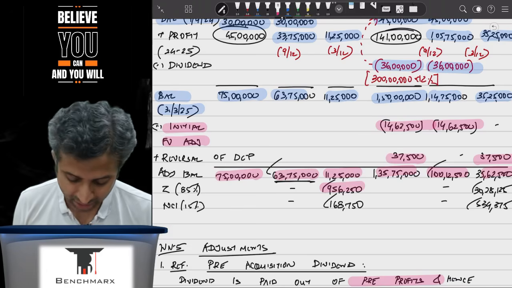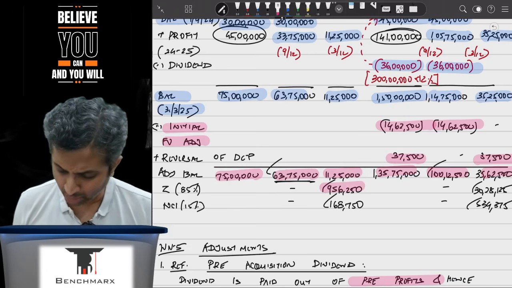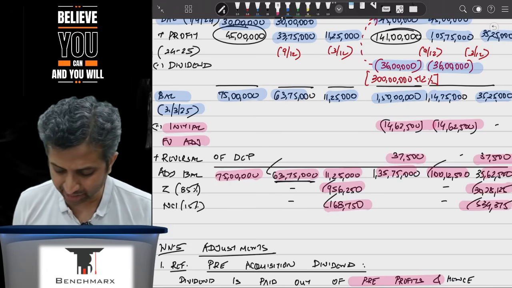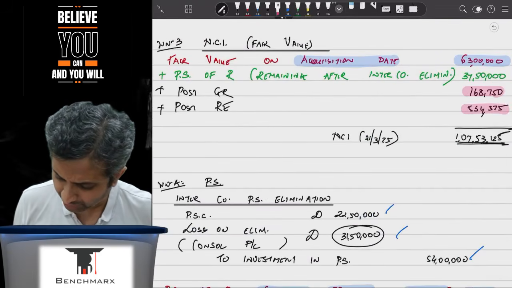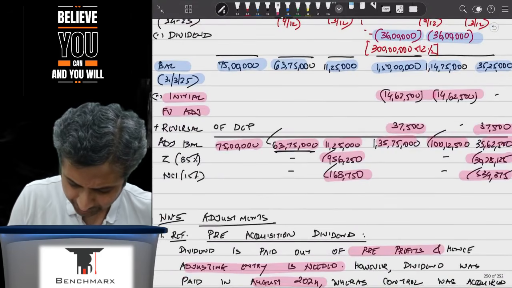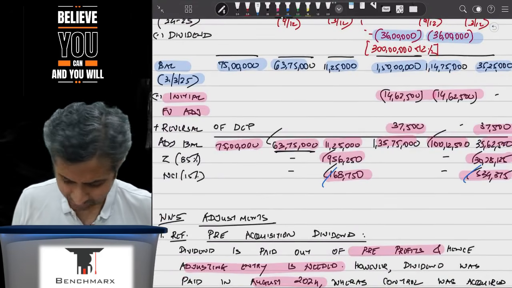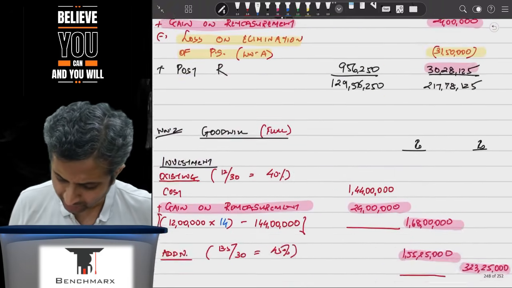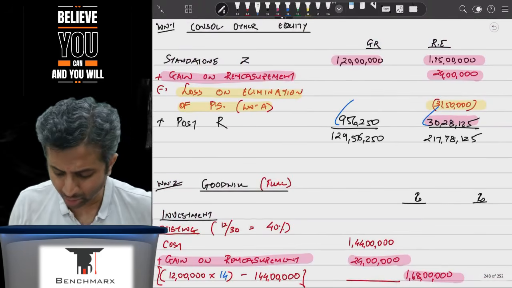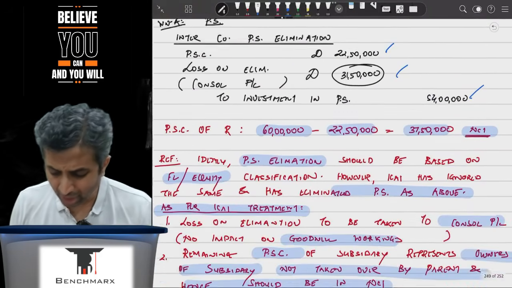So 85 will go in the consolidated working note number 1 and 15 will go in the NCI working. So as you can see, 168 for post GR, 153 or 53 for, let us say, the NCI, 956 and 3028 125, and that's about it. So you have taken all of these effects.